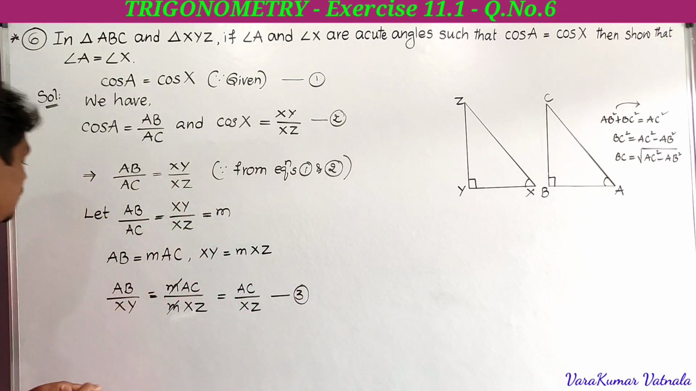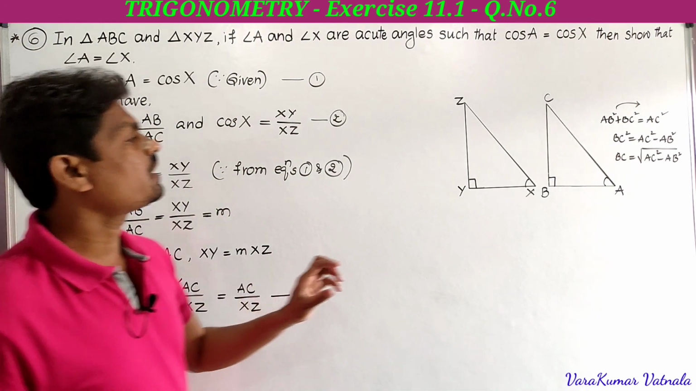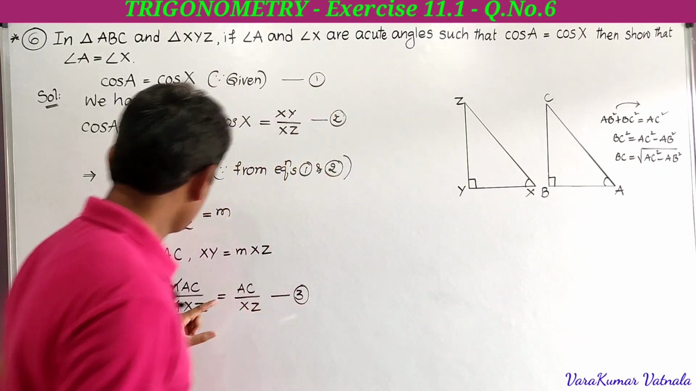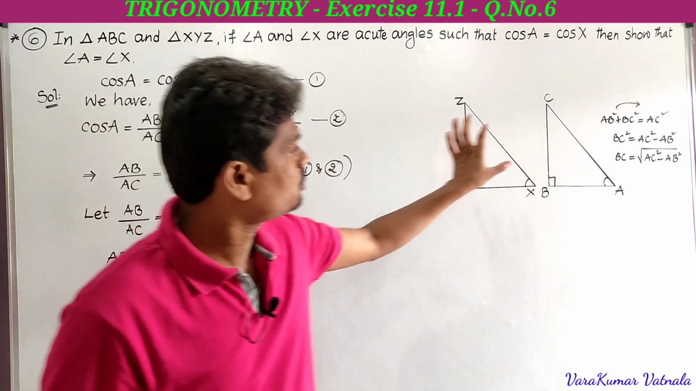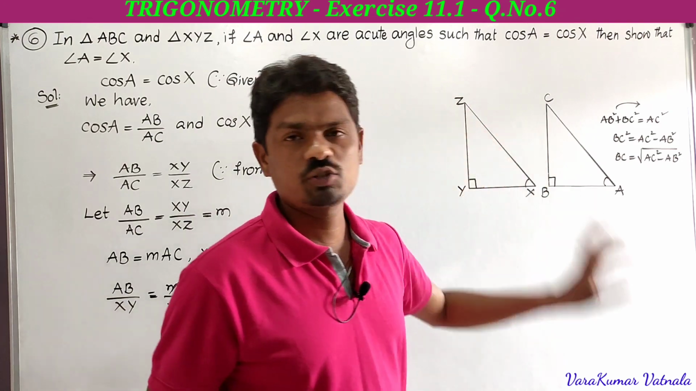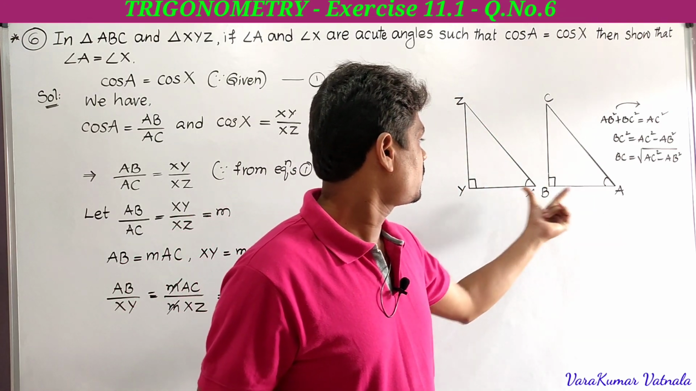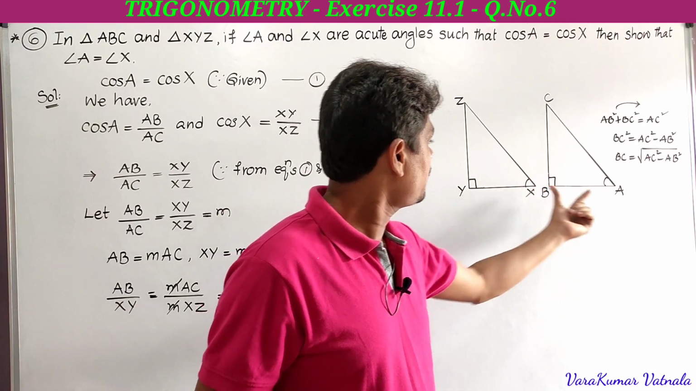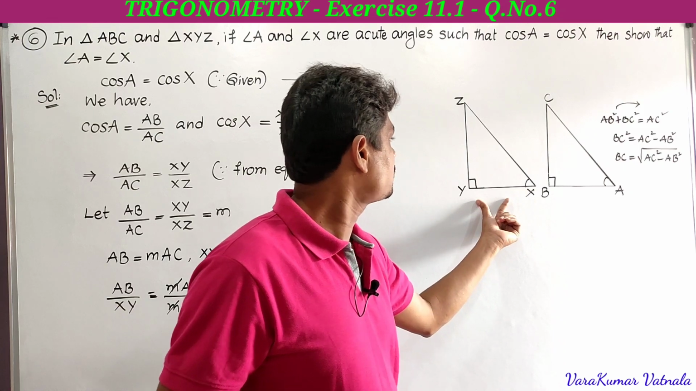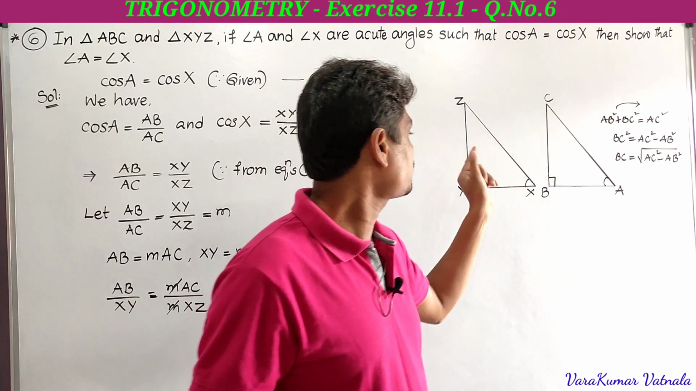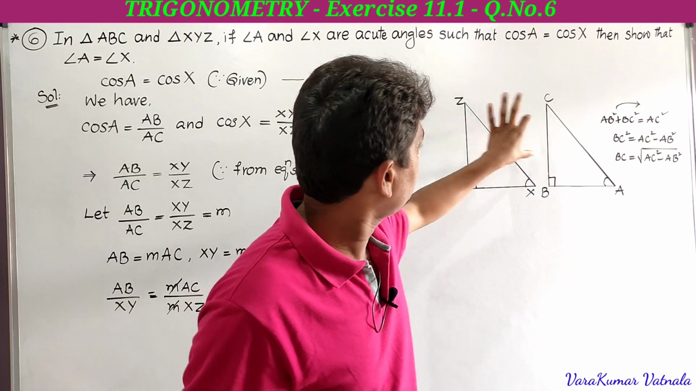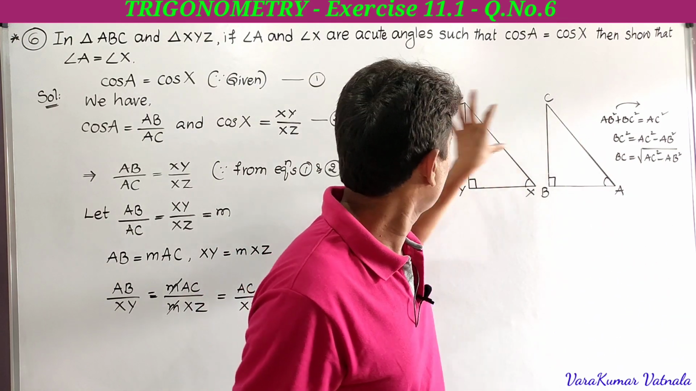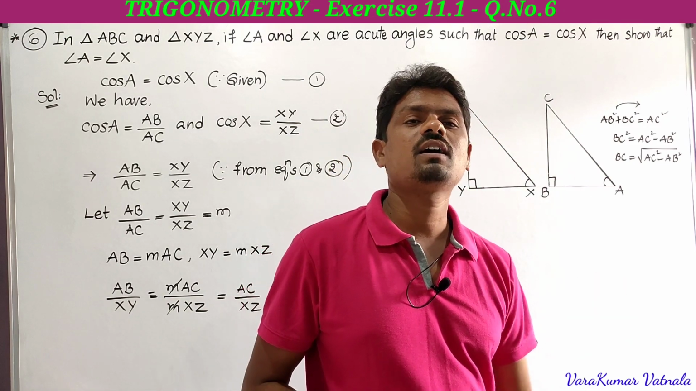So what are these? See here, AB and XY are the corresponding sides of these two triangles. In the same way, AC and XZ are also corresponding sides. So the ratio of the corresponding sides AB by XY is equal to AC by XZ. The remaining two corresponding sides are BC by YZ. So we have to find the ratio of BC and YZ using Pythagoras theorem.